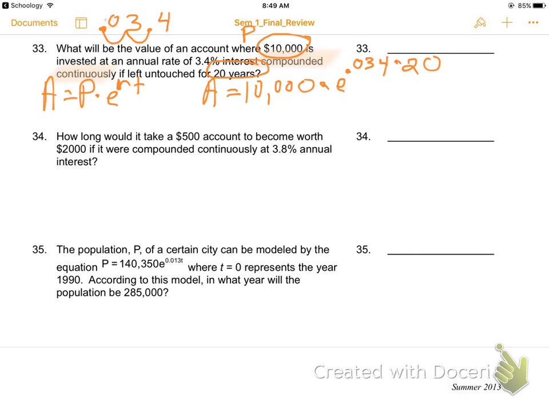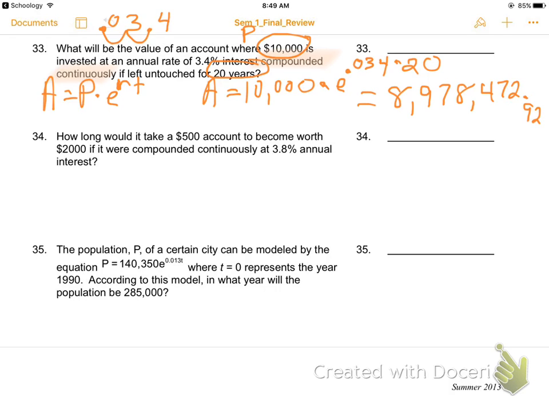And I'm going to go ahead and type all of that into my calculator. 10,000 times e raised to the 0.034 times 20 power. And you come up with $8,978,472.92. That's how you do 33.